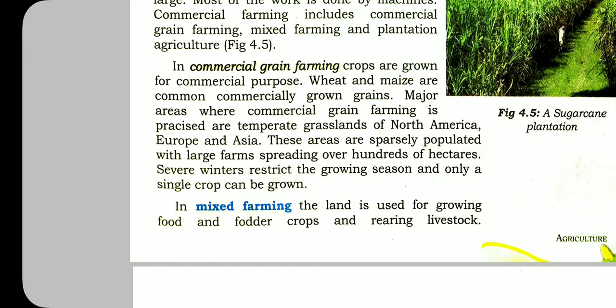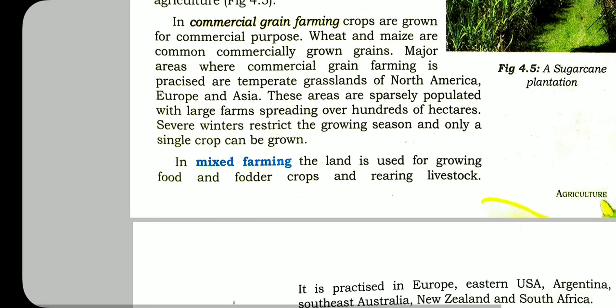These areas are sparsely populated. That means the population density is low and the settlement is low, with large farms. The farm area is very large, spreading over hundreds of hectares. Severe winters restrict the growing season. That means in the severe winter season, the crops grow very slowly. So only a single crop is grown in that area in the winter season.